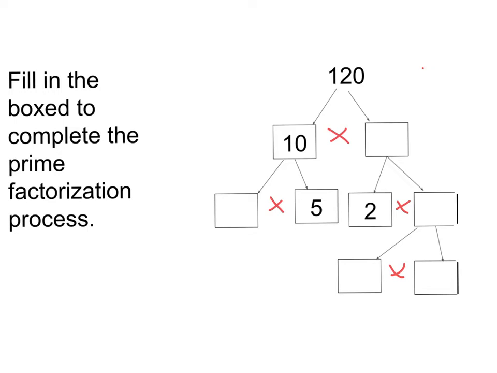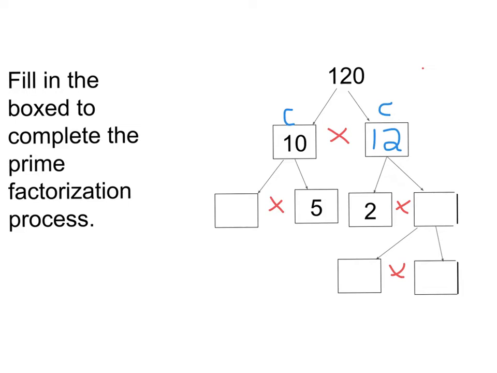So we're going to go ahead and complete the prime factorization process here by filling in those numbers. So let's start with 10 times what gives you 120. In this case, I know 10 times 12 will give me 120. So now I know 10 and 12 are composite. So I'm going to go ahead and keep going.